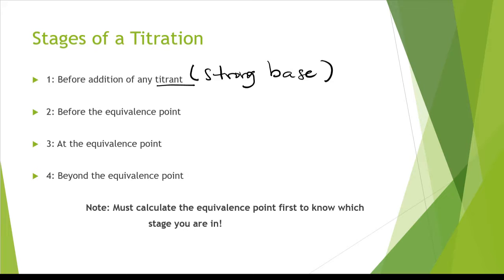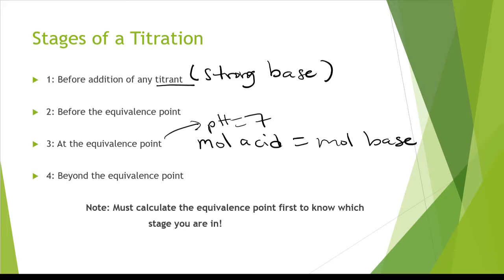Your third stage is the equivalence point. Remember, your equivalence point is the point where your moles of acid is equal to your moles of base. So basically they perfectly neutralize each other, and the equivalence point for a strong acid, strong base titration, generally the pH is going to be 7 because they fully neutralize each other. Remember the definition of a strong acid, strong base.